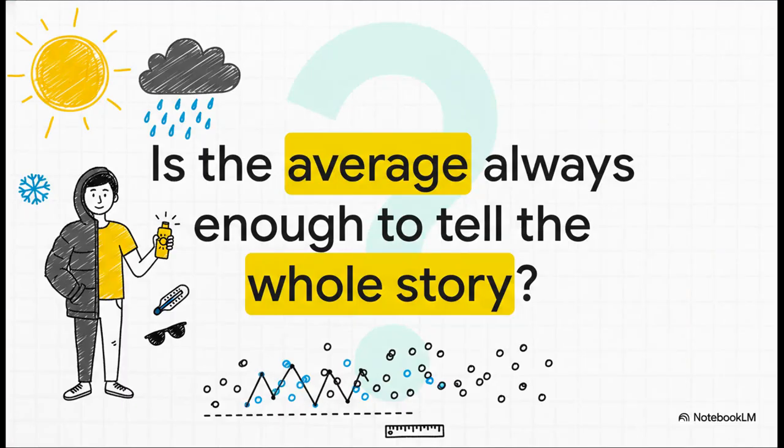If someone tells you the average daily temperature somewhere is a perfect 75 degrees, sounds great, right? But what if that means some days are a blistering 110 and others are a freezing 40? The average completely hides that reality. It's a good starting point for sure, but it often buries the most interesting details.